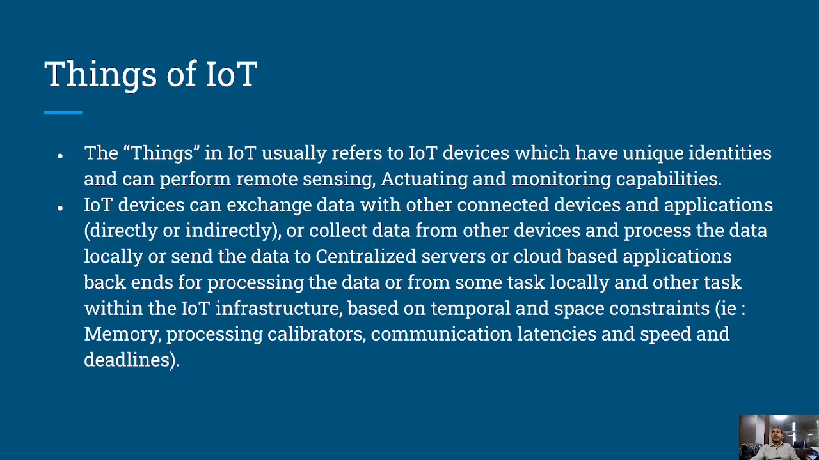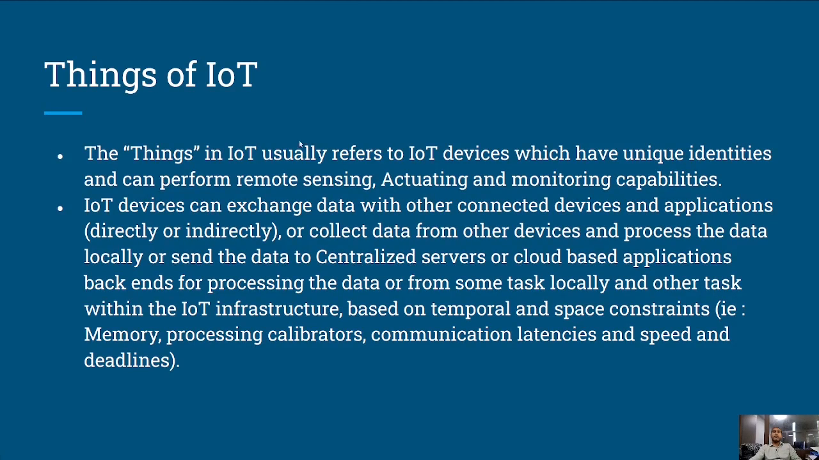The IoT devices can exchange data with other connected devices and applications and directly or indirectly collect data from the other devices. It should be able to process the data on the device itself, or it should be able to send the data to cloud where it will be processed. So these are some of the capabilities that the IoT device should have. Accordingly, we need all these facilities in the device or in the cloud.